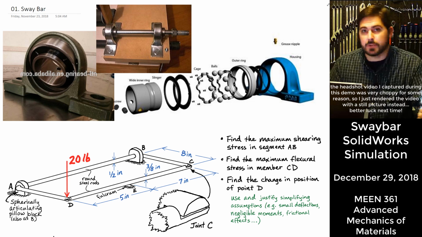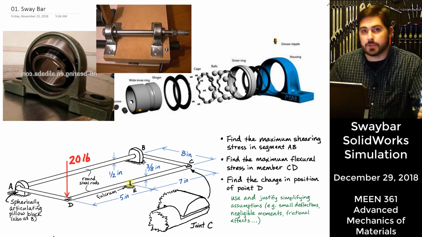Today we're going to take a look at solving a problem like the one that I've got shown on the screen here using SolidWorks simulation. Specifically, what we're going to try to find are the reactions between the various parts in the setup. We're going to try to find the shearing stress in a particular segment, the segment AB over here. And we're going to find the flexural stress in this member CED right here, which will probably have its max right there at location E.